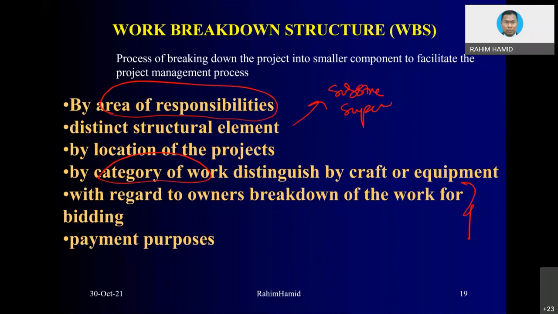But the issue is that sometimes JKR requires the scheduling to be done according to the BQ, the sequence of the BQ. Why? Because it is easier for them to trace activities which are being paid, etc., according to the BQ. You see, that is the issue. But traditionally, we do the planning and scheduling not based on the BQ. It is based on the sequence of work.